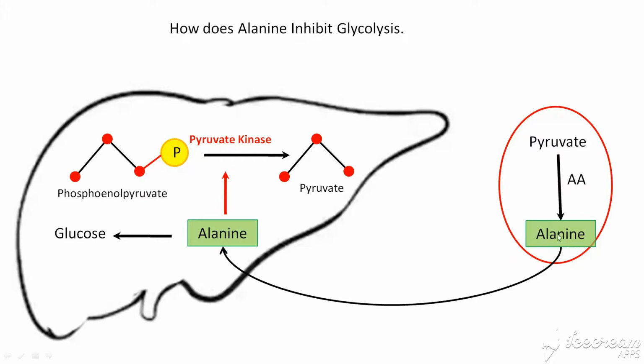Now alanine can go all the way back to the liver, which is something called the alanine cycle, and be converted back into glucose. Now when alanine reaches the liver, it's going to inhibit the enzyme pyruvate kinase, so it's going to stop the process of glycolysis in the liver. The reason why it does that is because alanine indicates that there's low glucose levels in the muscle, and that the liver needs to begin the process of gluconeogenesis in order to supply the muscles with more glucose.